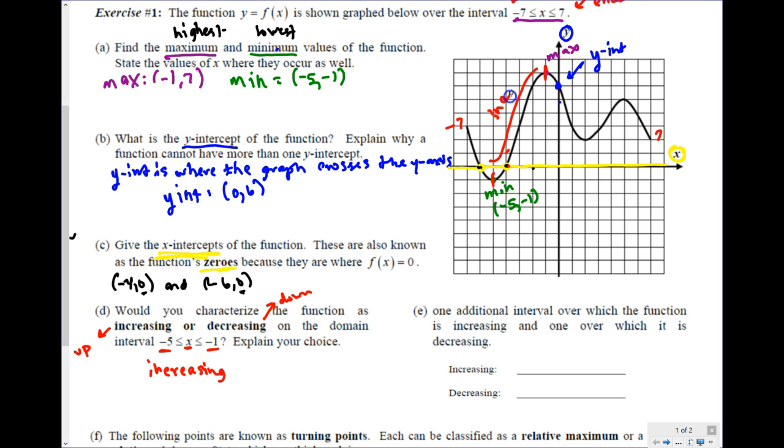This is increasing. Okay? I'm going to explain it by saying because the function is getting bigger y values. Notice as I go from -1, the y is increasing.